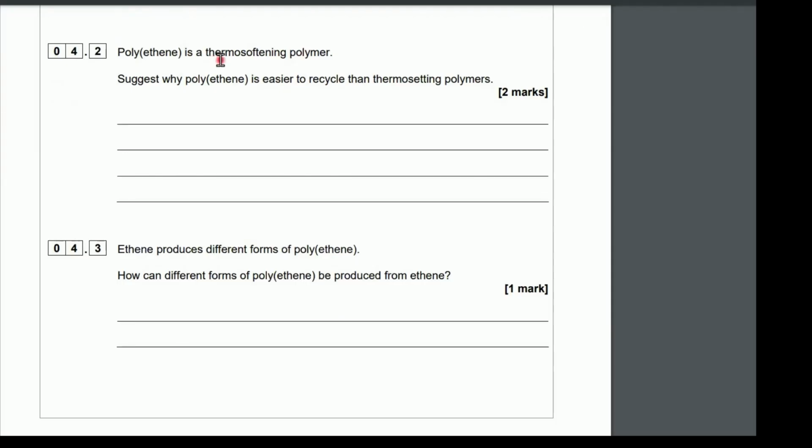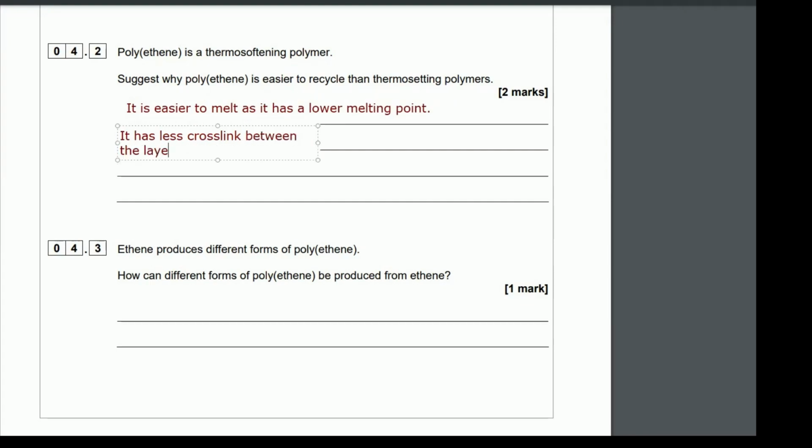Okay, 4.2. Polyethylene is a thermosoftening polymer. Suggest why polyethylene is easier to recycle than thermosetting polymers. So, it is easier to melt as it has a lower melting point. Now, why does it have a lower melting point? This will get you both marks. Lower melting point, so easier to melt. Why does it have a lower melting point? It has fewer cross links between the layers. So it's got weaker intermolecular forces, essentially.